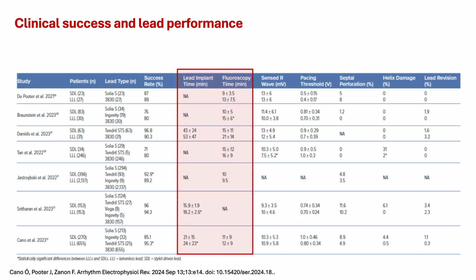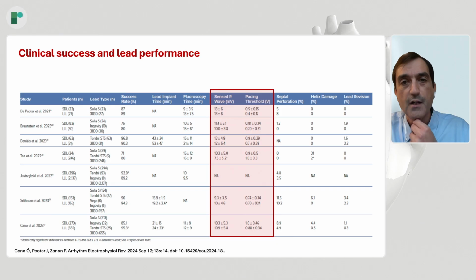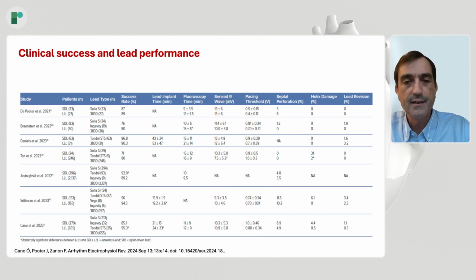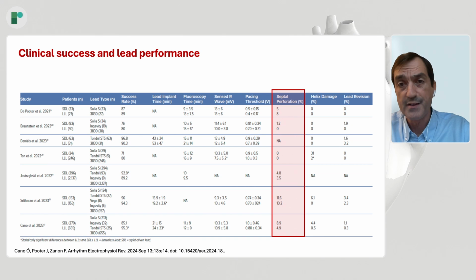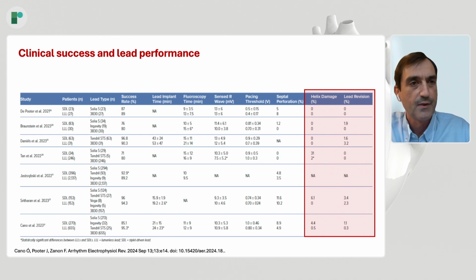With respect to lead implant time and fluoroscopy time, these are significantly shorter with the stylet-driven leads, and there are no differences in terms of the electrical parameters, and also with respect to the incidence of septal perforation. But helix damage is being reported to be significantly higher when using stylet-driven leads, and this may be related to the implant technique employed with these leads.